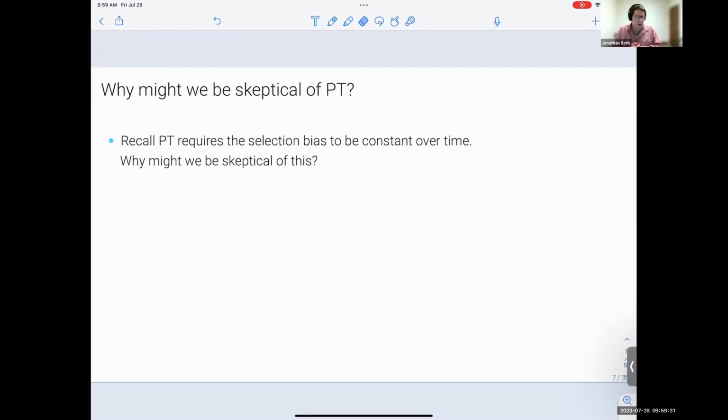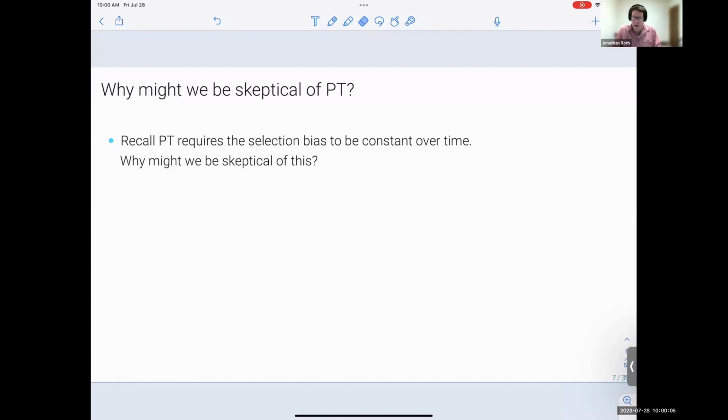And so the parallel trends assumption says that's okay. There can be a selection bias, but that selection bias has to be the same in both periods, all right? So the states can be different, but the differences between the states, other than whether they pass this policy, have to be stable over time. So here's a place where I'll open things up to the crowd. Does anyone have some ideas as to why we might be skeptical of this assumption of parallel trends, that is, that the selection bias is constant over time?